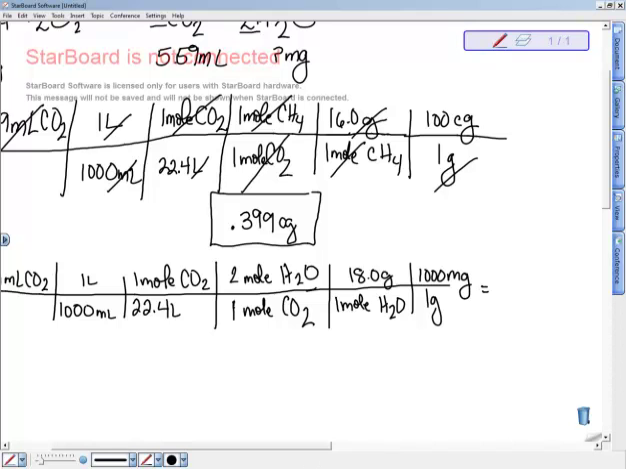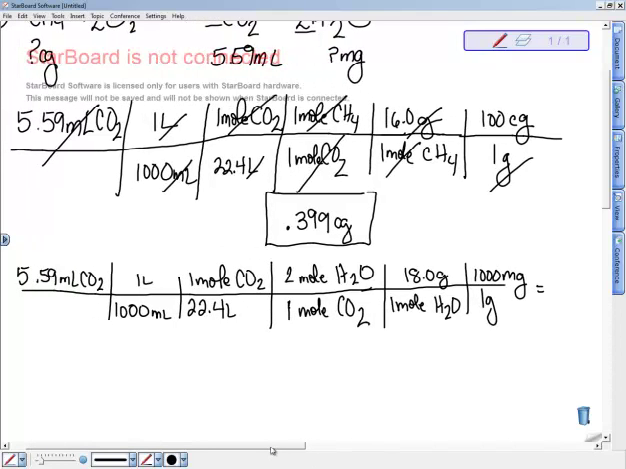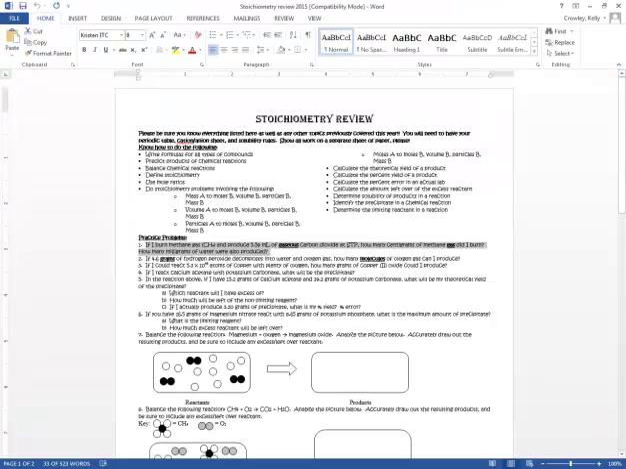Alright. Let's do this one. 5.59 divided by 1,000 divided by 22.4 times 2 times 18 times 1,000. Alright, on this one I've got, and I'm going with 3 sig figs, 8.98, and that would be milligrams. Anybody confirm? Woo-woo! Alright, question number 1 is done.